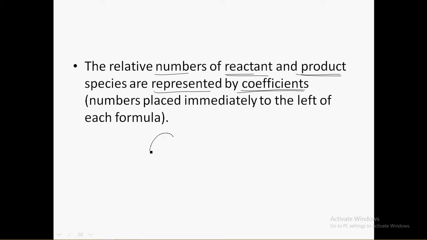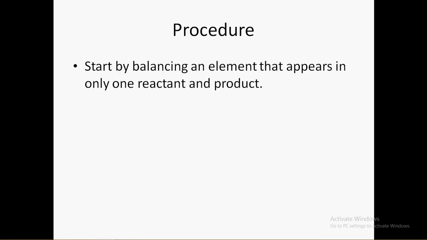Coefficient means if we write carbon dioxide, the coefficient is written here. 6 means the coefficient of carbon dioxide. So it tells us the number of reactants and the number of products, in this case carbon dioxide. How many molecules are there? So this 6 states that. Okay.